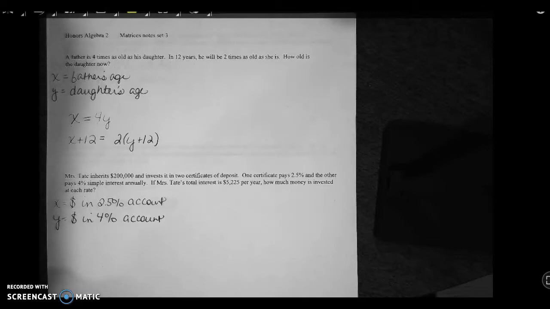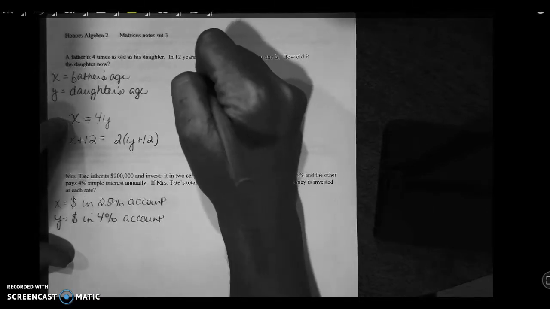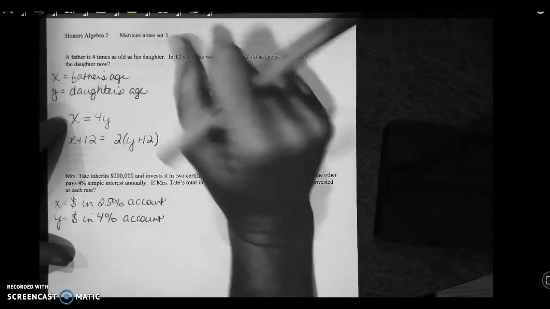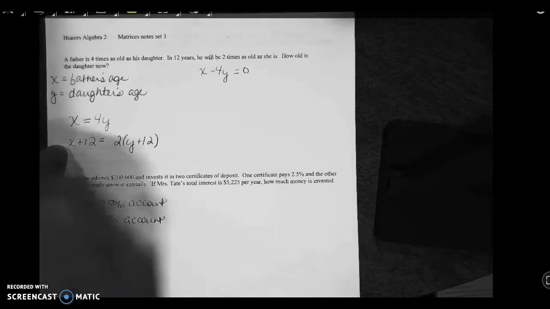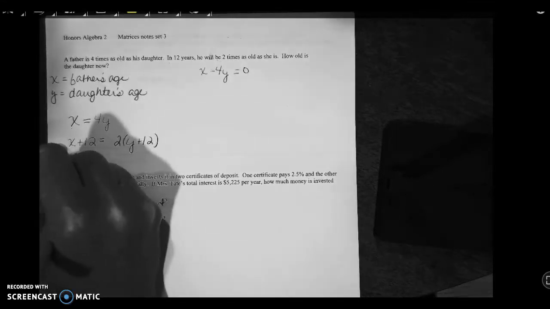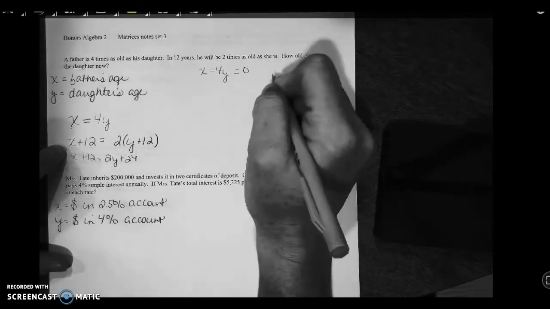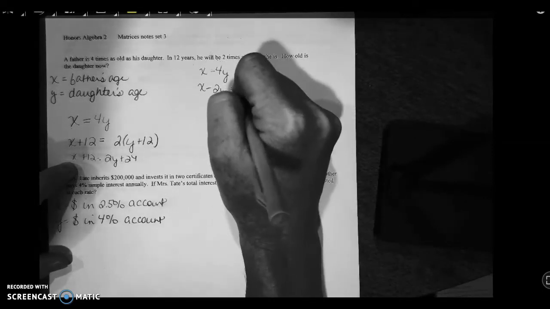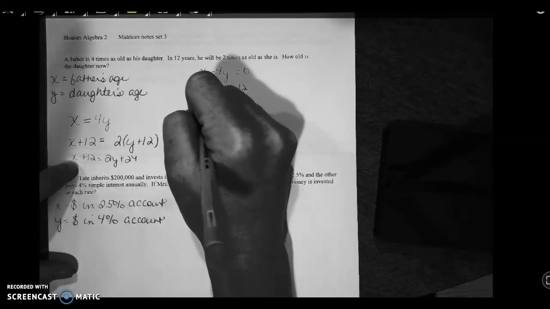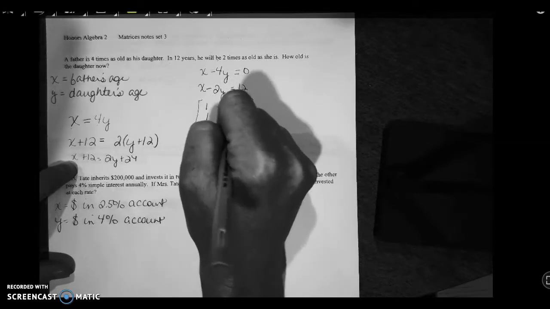We're going to stick today with using RREF. In order to use RREF, everything has to be nice and lined up. So I'm going to take my first equation and rewrite it as X minus 4Y equals 0. In my second equation, I'm going to go ahead and distribute here. So X plus 12 equals 2Y plus 24. And then let me come up here and put everything on one side. So X minus 2Y equals 12. Now that everything's lined up, I can write my single matrix.